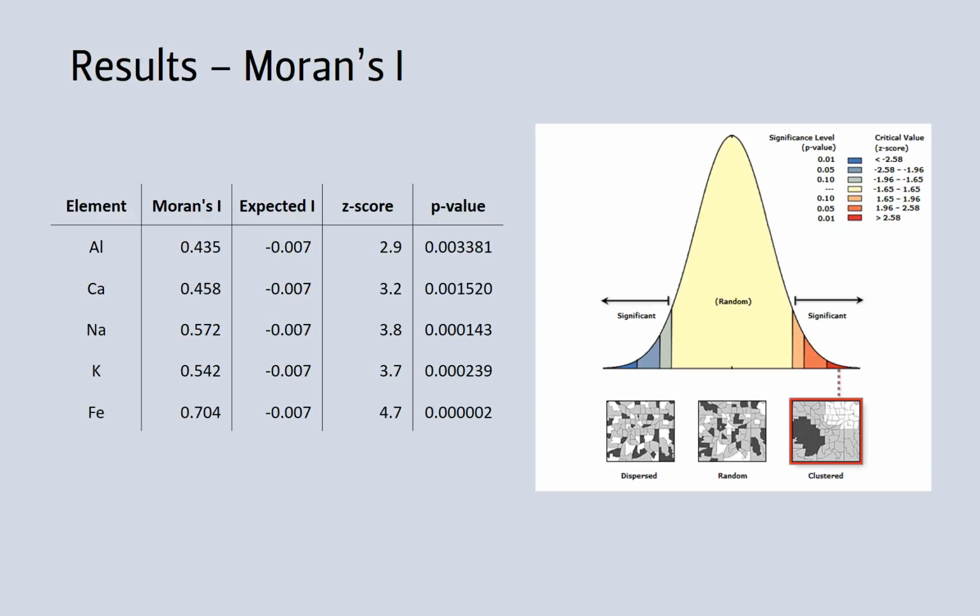The results of our test for spatial autocorrelation are pretty straightforward. Moran's I values are highly significant for each of the 5 variables, confirming our first hypothesis that concentrations of each of these elements are spatially autocorrelated.